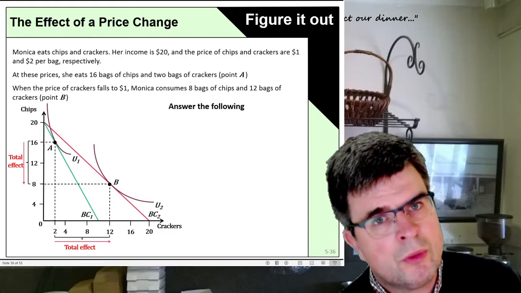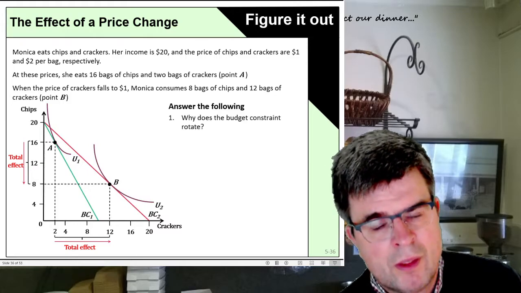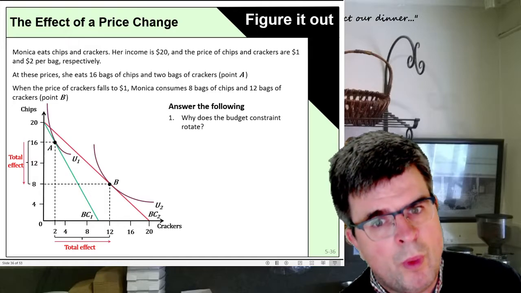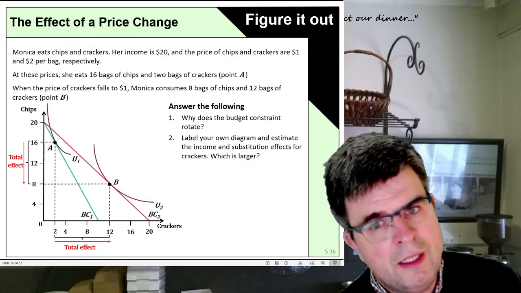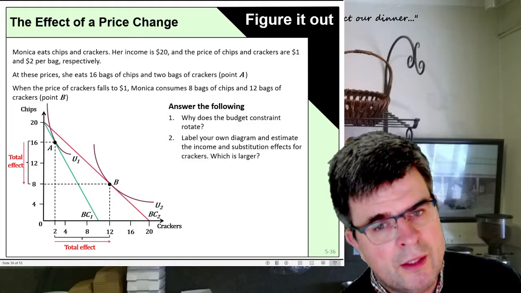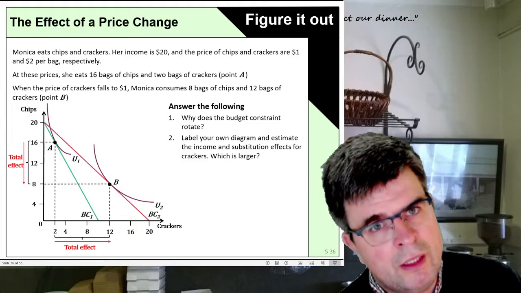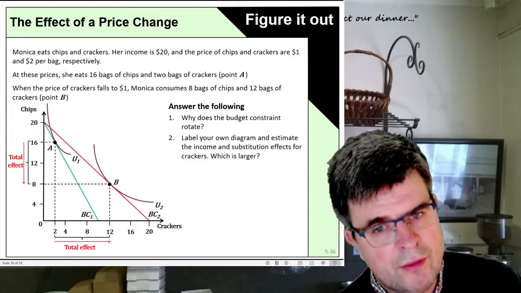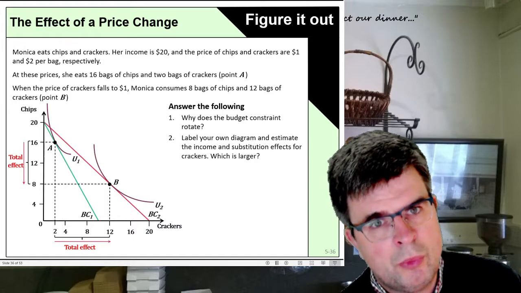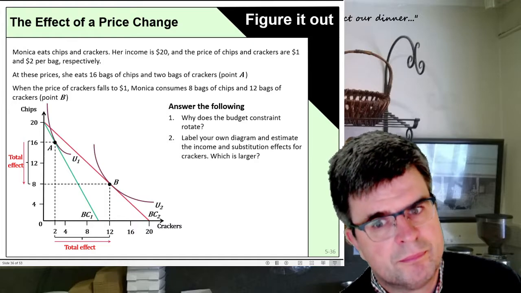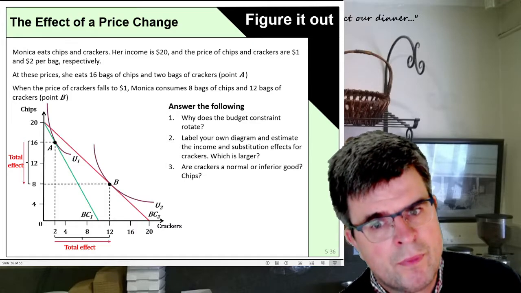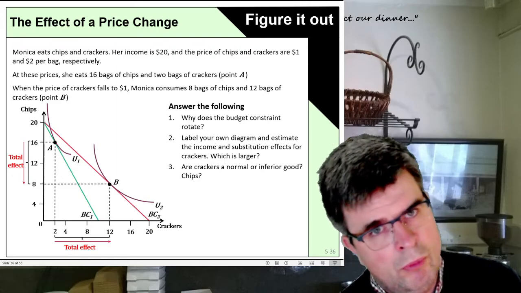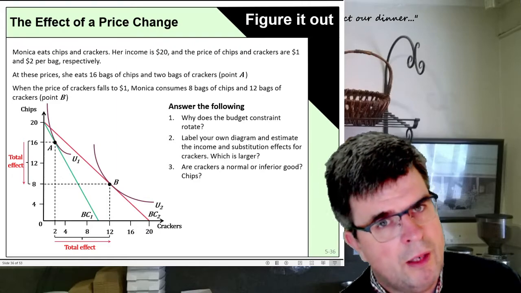Now, the question to you is, given this information, why does the budget constraint rotate? Label the diagram and estimate the income and substitution effect for crackers and which one is larger. And then third, are crackers a normal good or an inferior good? And what about chips?